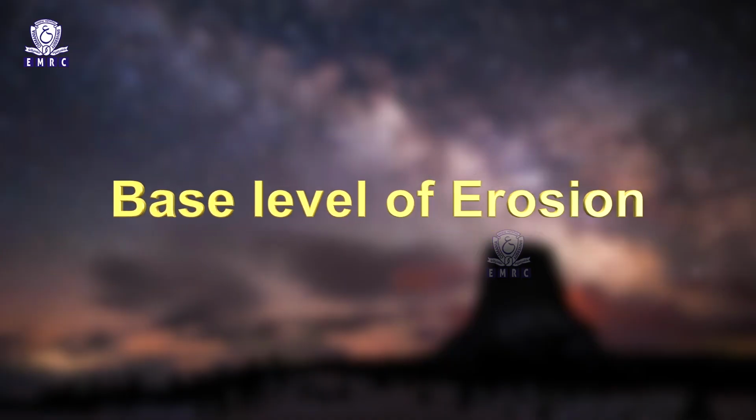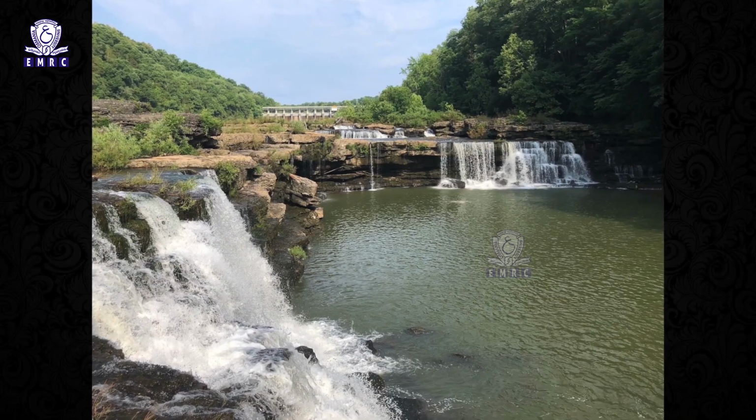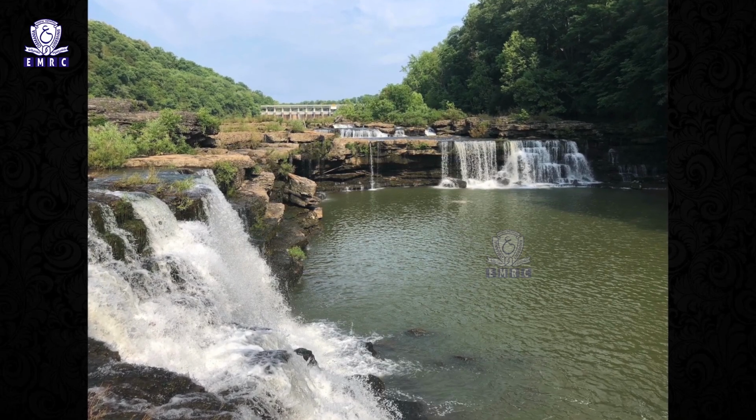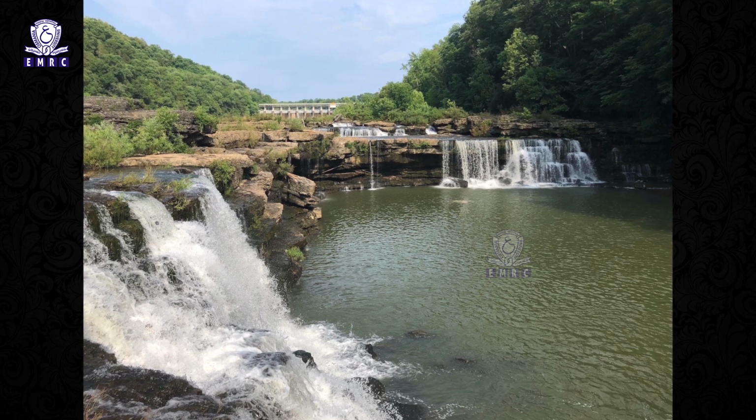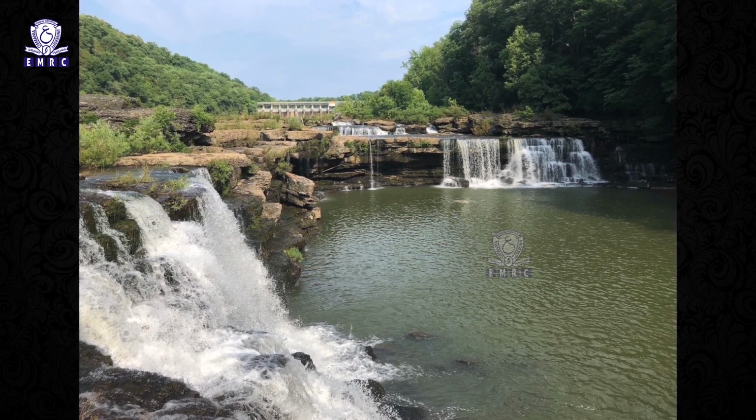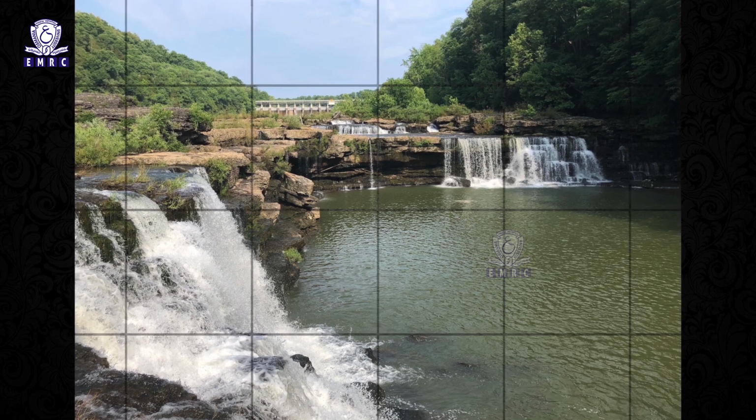Now let us talk about the base level. J.W. Powell postulated the concept of base level in 1875. There is a maximum limit up to which the river can undertake vertical erosion or valley deepening, beyond which it cannot undertake downward erosion. The limit of maximum downward erosion by a river is called the base level of erosion, or simply the base level.